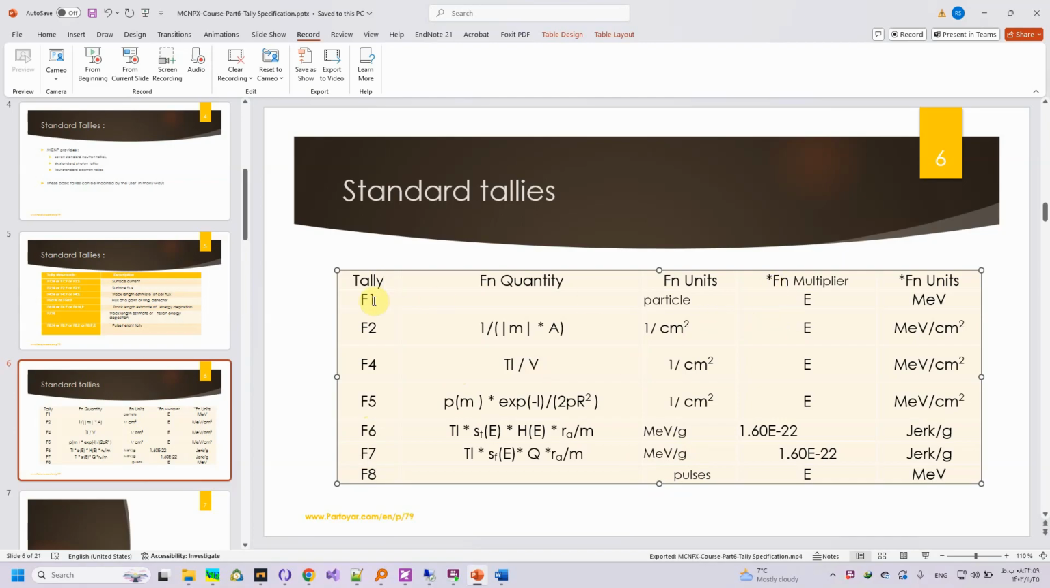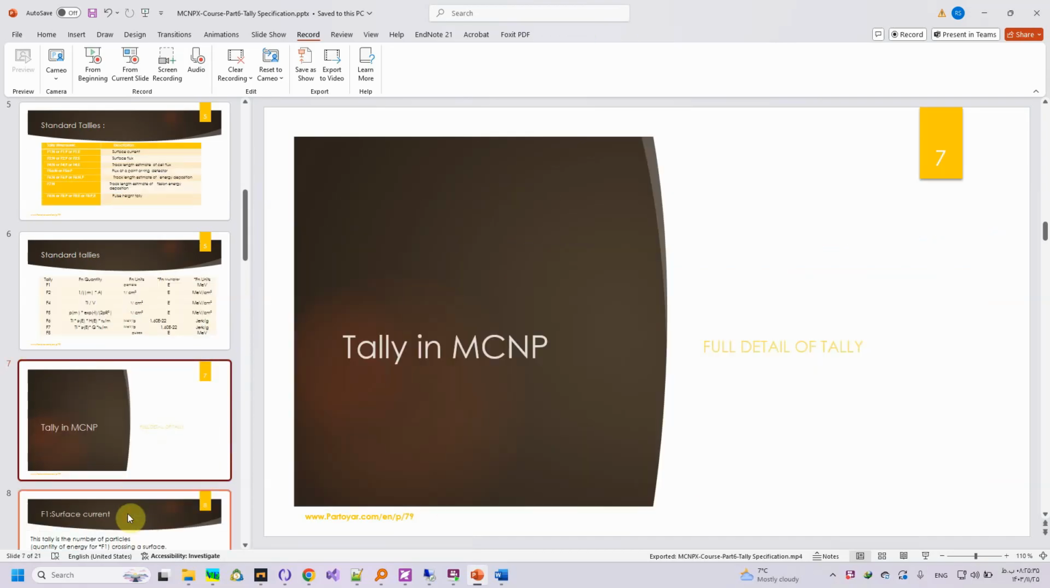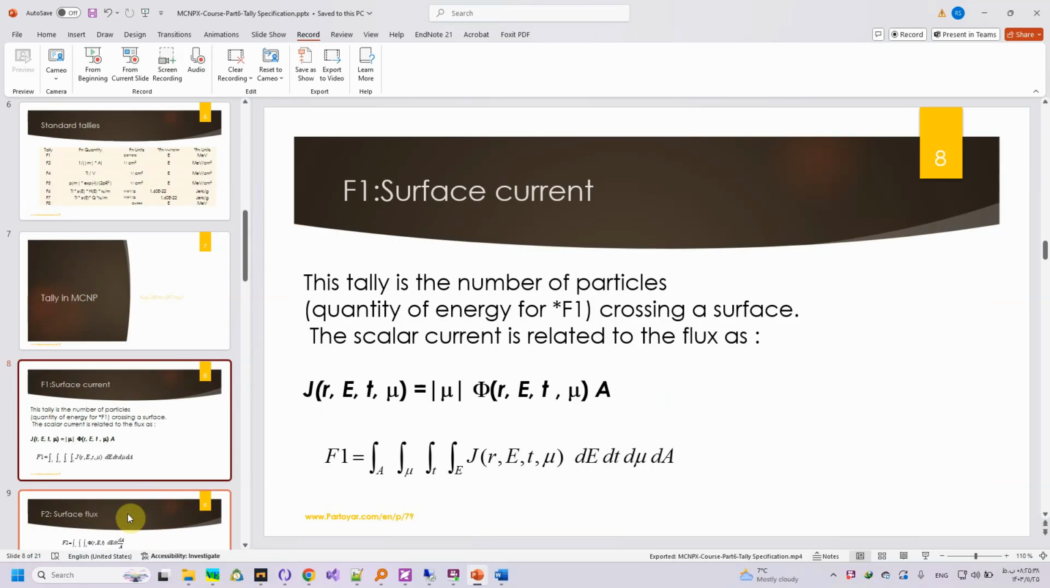Besides this, we can use the tally with a star. It means that instead of using F1, we use *F1, which is the energy multiplier. When we use *F1, the result is in MeV, mega electron volts. *F2 is mega electron volts over square centimeters, and so on. And shake is a type of energy unit that is used just in MCNP.